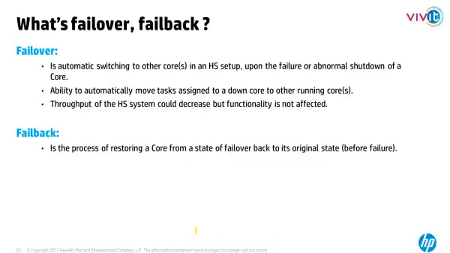Failback is straightforward. You restore the core to the state before the failure happened. That means once it's a failback, you start assigning new tasks and make the core a part of your RMI communication, everything. So those are the two concepts, failover and failback, and we'll discuss how these work with the topologies.